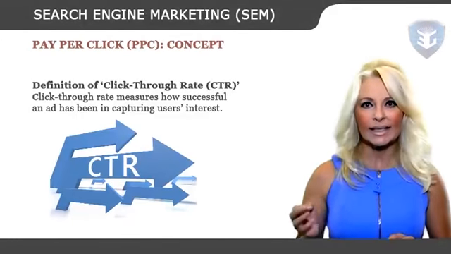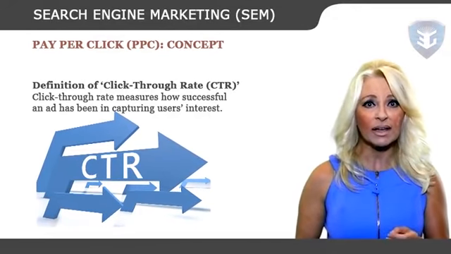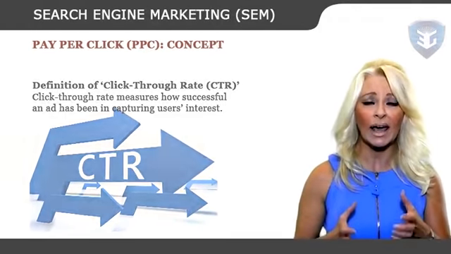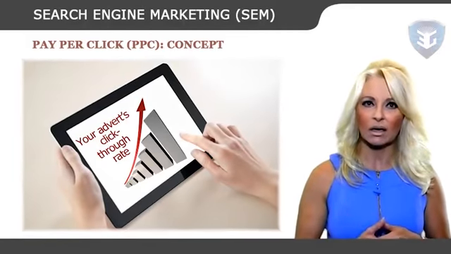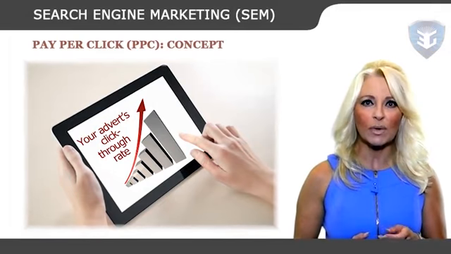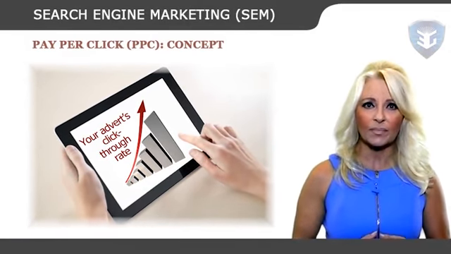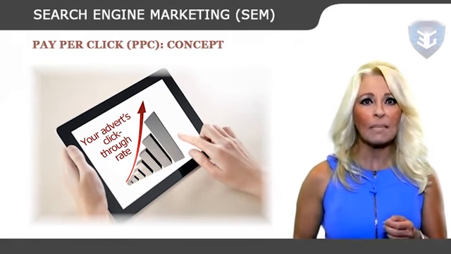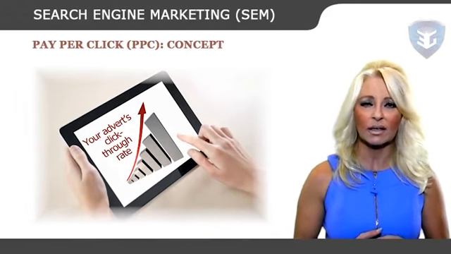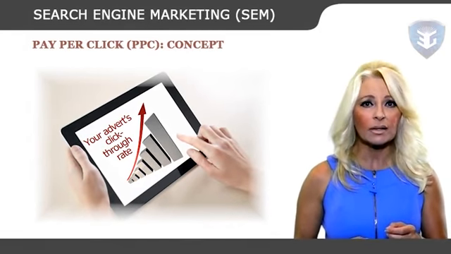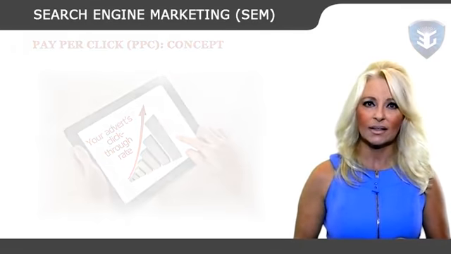Click-through rate, CTR. Click-through rate, CTR, is a measure of the percentage of clicks advertisers receive out of total ad impressions. Definition of click-through rate: the percentage of individuals viewing a web page who click on a specific advertisement that appears on the page. Click-through rate measures how successful an ad has been in capturing users' interests. The higher the click-through rate, the more successful the ad has been in generating interest.